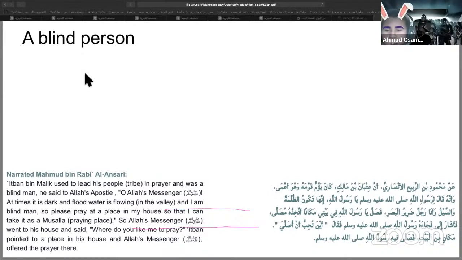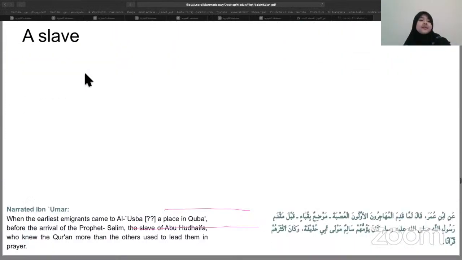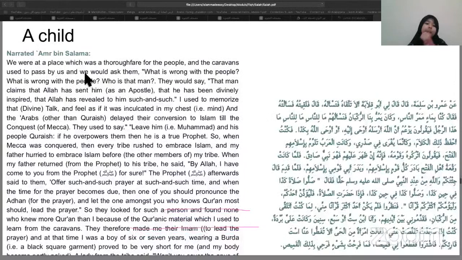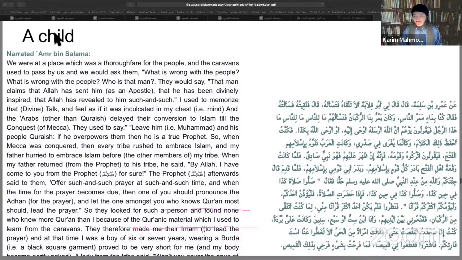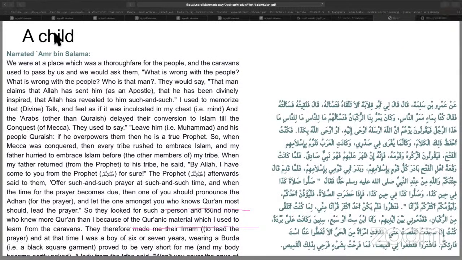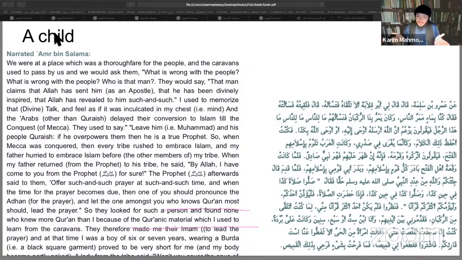All right. Can a blind person be the imam of the people in the Salah? Yes. Of course. As long as he knows the surah, the people can guide him. All right. Can a child? We talked about this one already. A child can be the imam, right? Yes. Of course, not any child. The child has to know the prayer, if he knows how to pray.